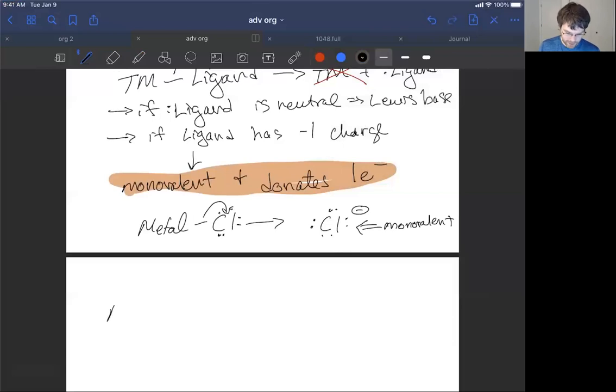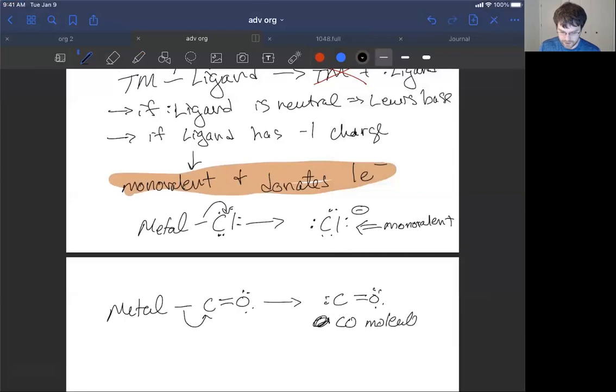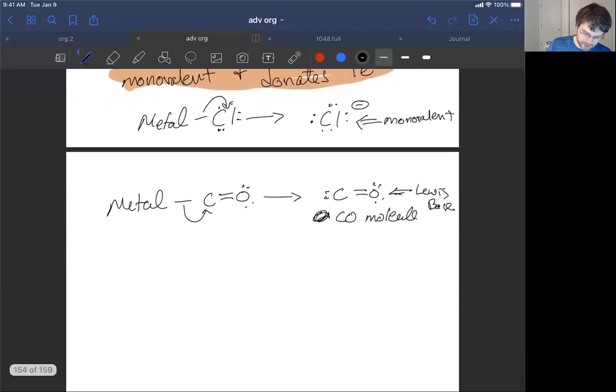Whereas if we had our metal bonded to a CO like this, and if we take those electrons and move them over, well, this is just carbon monoxide. Now, we have a CO molecule. This is a Lewis base. And remember, if it's a Lewis base, it provides 2 electrons. If it's a monovalent ligand, it provides 1 electron. Okay, so what are some examples of monovalent ligands?